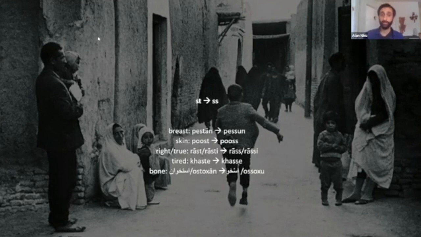Another one, this one also made it into Judeo-Persian: the ST chunk is expressed as a long S sound. So the word for breast, pestan, is pesun. Skin, pust, is pus. Rosti becomes rosti. Tired, khaste, becomes khaste. The word for bone, and this one I put the Persian lettering also, in Persian is ostokhan, related to osteo in English. So it's an Indo-European common word. Ostokhan would be expressed as osokhu. So this starts to change a lot.